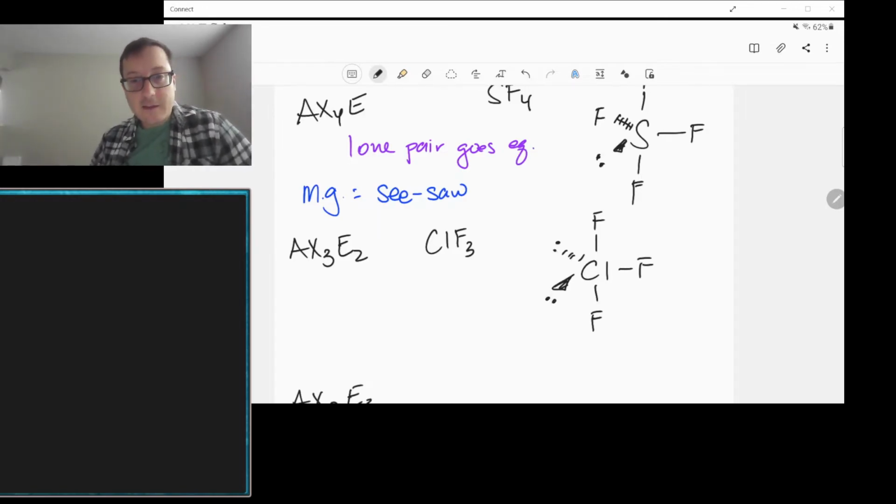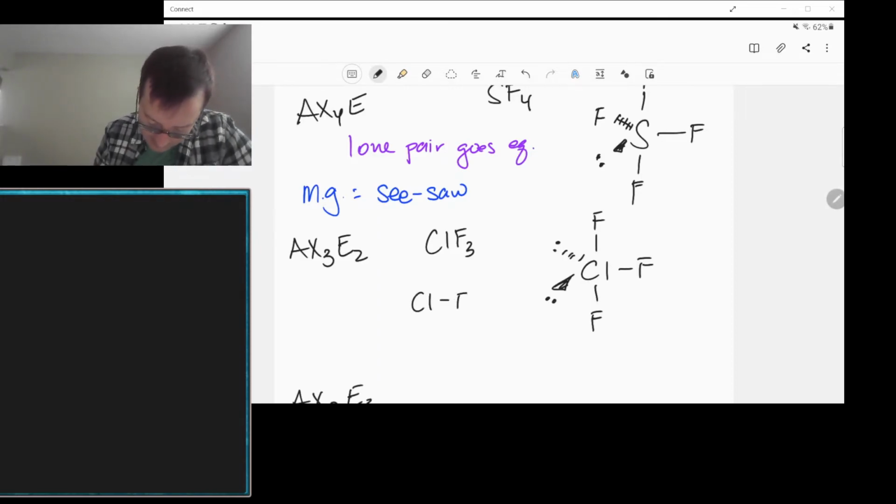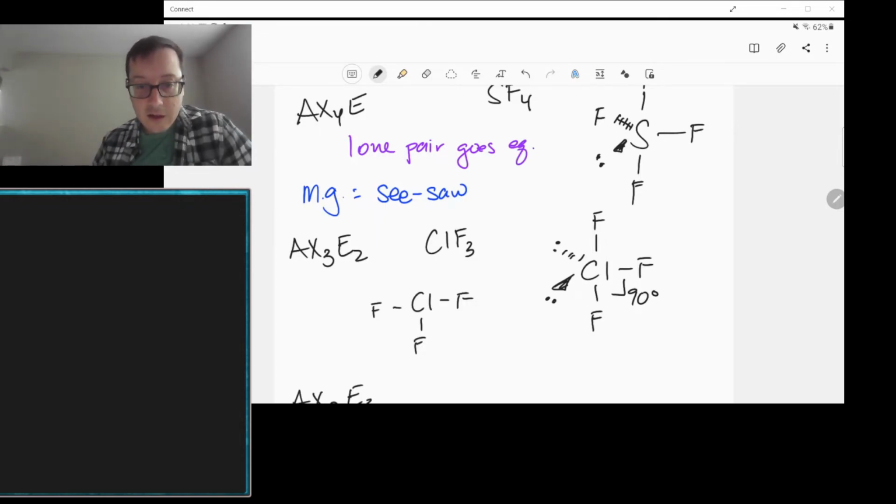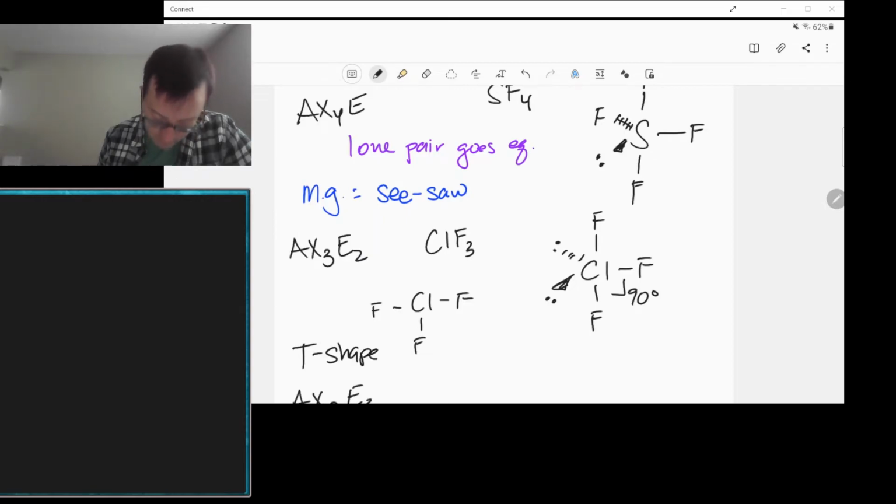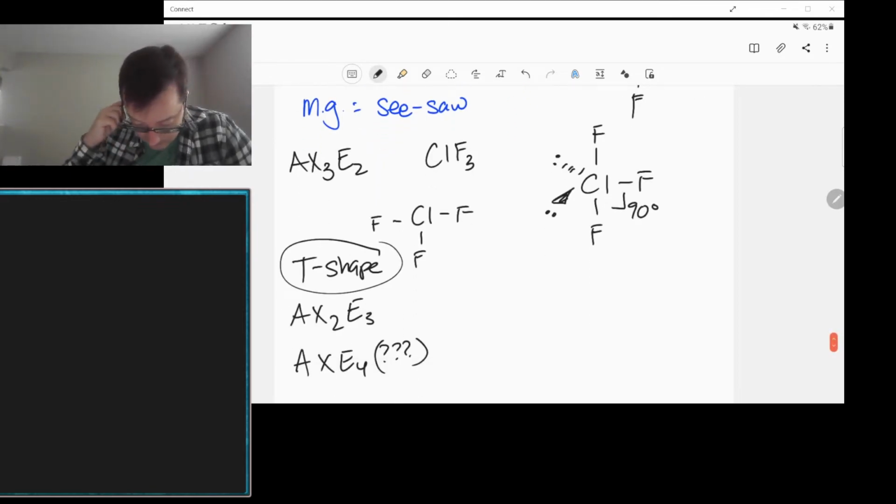If we pretend these lone pairs aren't there, we're going to see that this is a T-shaped molecule. So it would just look like this. And so our bond angles are just 90 degrees, again, here. So this is called T-shape geometry.